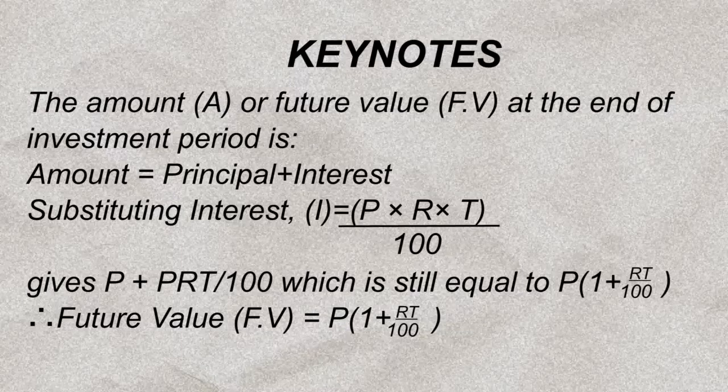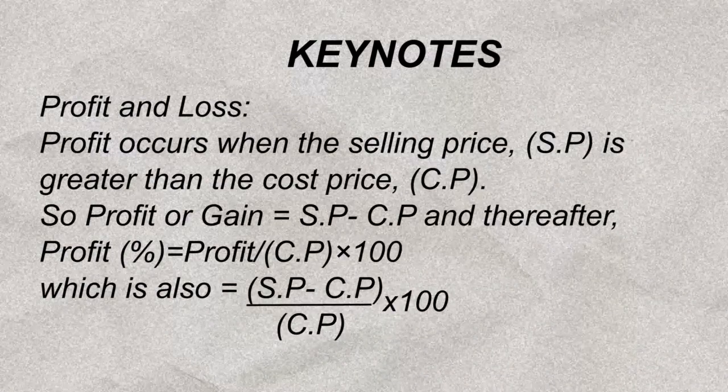Thirdly, we're going to look at profit and loss. Profit occurs when the selling price, SP, is greater than the cost price, CP. So profit or gain is equal to the selling price minus the cost price, and the percentage profit is equal to the profit over the cost price times 100, which is also equal to SP minus CP all over CP times 100.